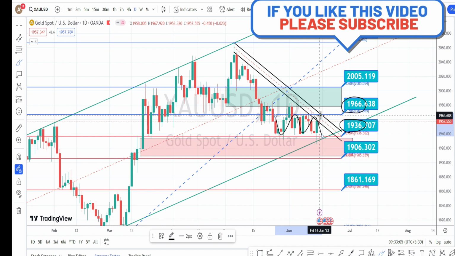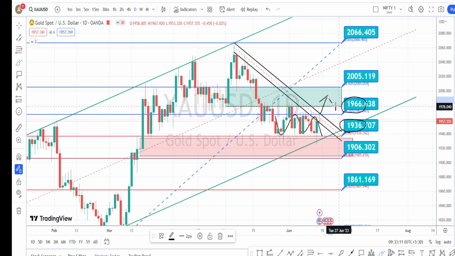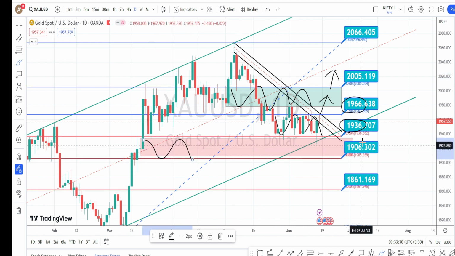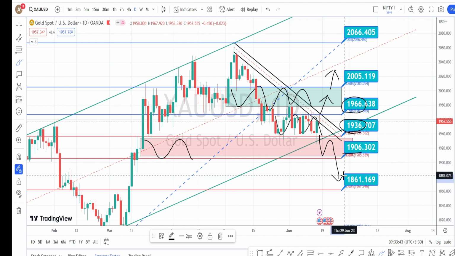And if the price action wants to continue its bullish side retracement, it has to break this current resistance level of 1966 and also this resistance zone or the supply zone in order to trend on the bullish side. And on the bearish side, we have a very strong support zone between 1936 to 1906, which the price action has to break in order to continue its bearish side trend in daily time frame.